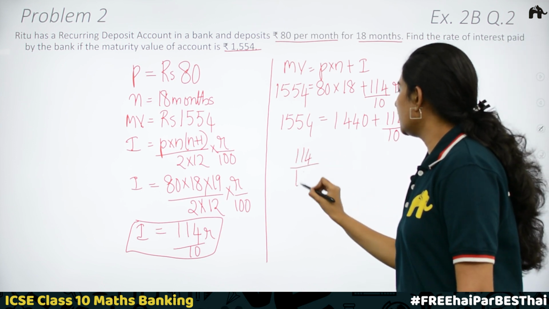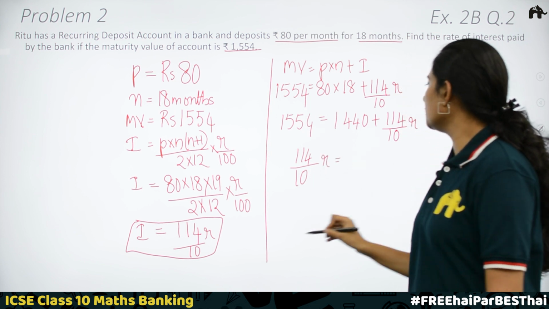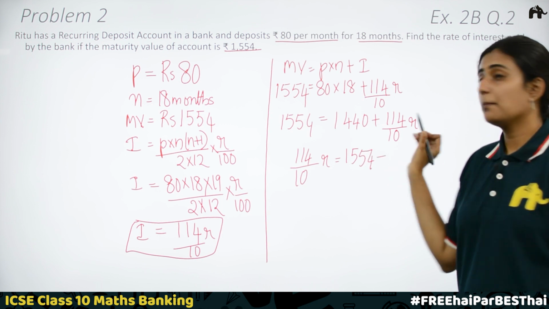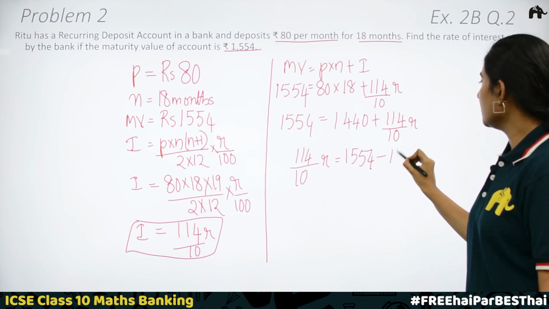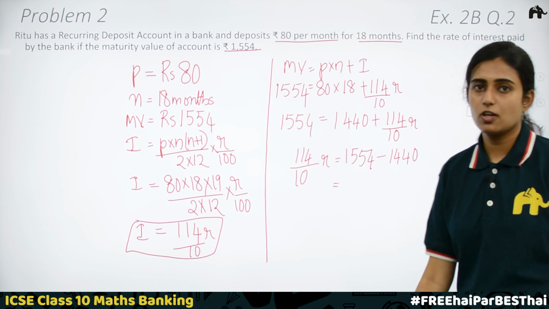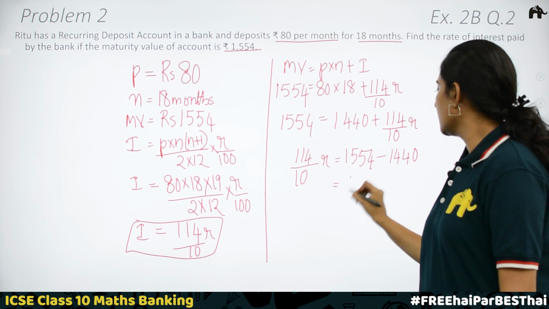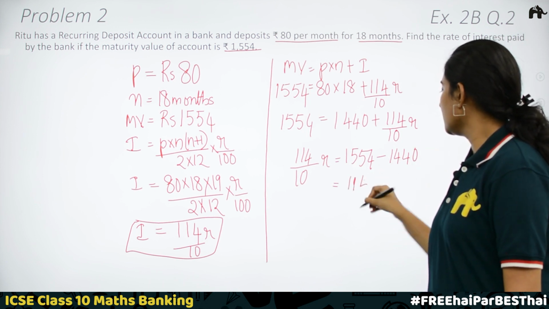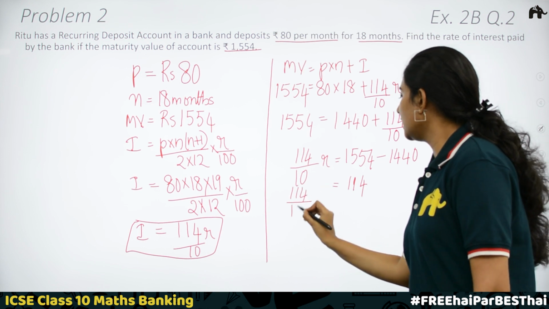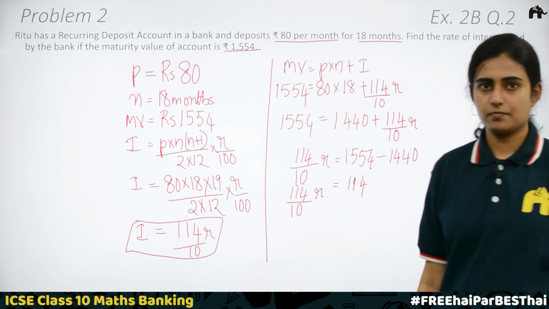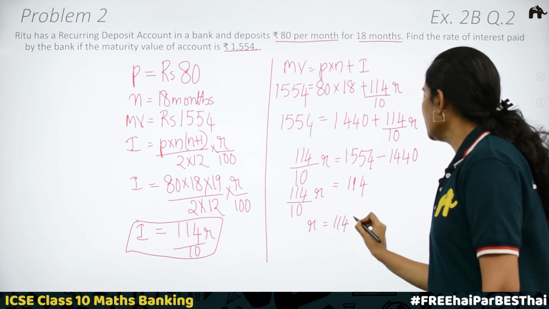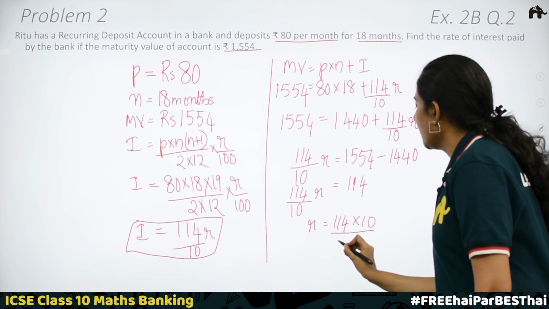114 divided by 10 into R is equal to 1554 minus 1440, which is equal to, on subtracting you will be getting 114. Here we have 114 divided by 10 into R. Value of R is equal to 114 into 10 divided by 114.